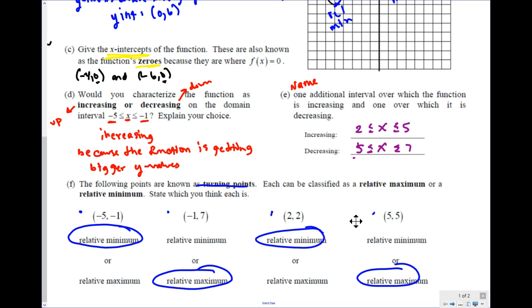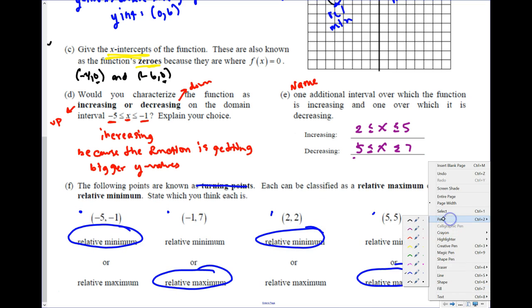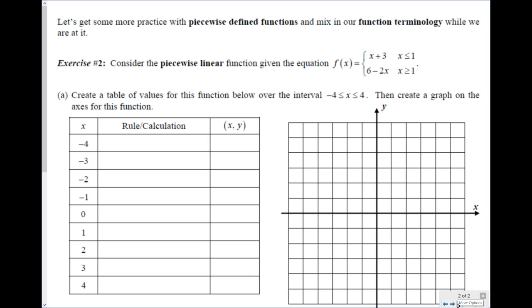So we can write this relative minimum here as a, in fact, I'm going to help you do this. I'm going to say that a relative maximum is like saying a hill, and a relative minimum is like saying a valley, to help you get an idea of what these words mean. Okay? Alright, let's do some more practice on exercise 2 with all of these.